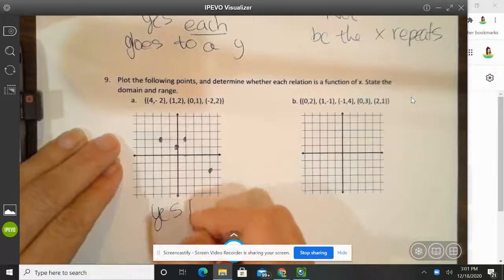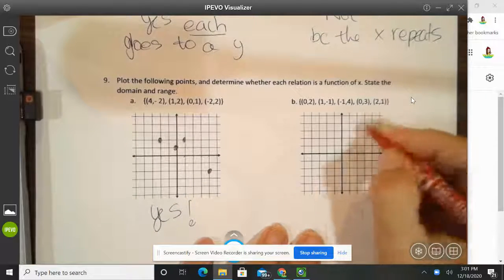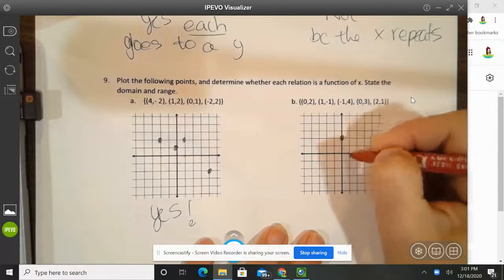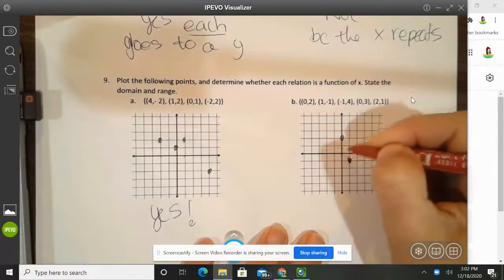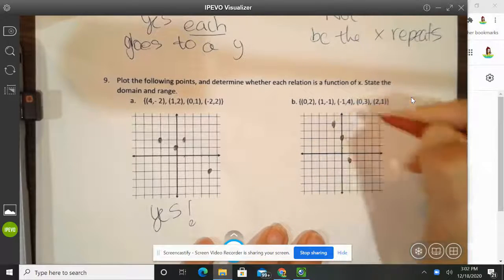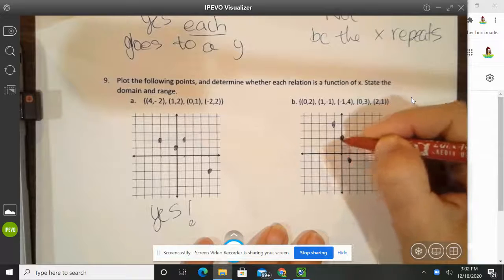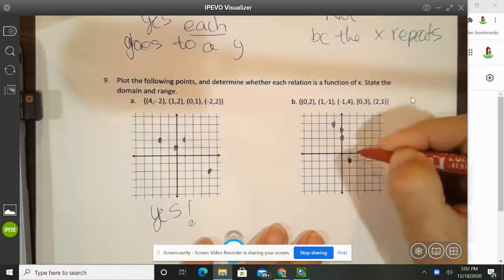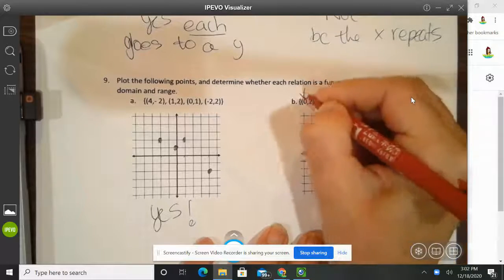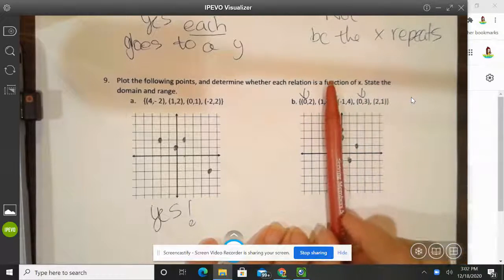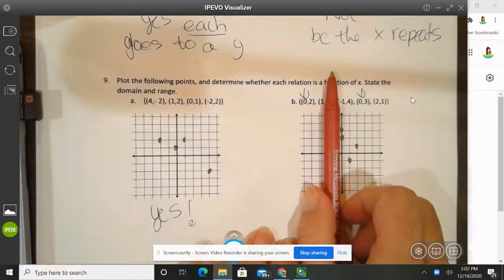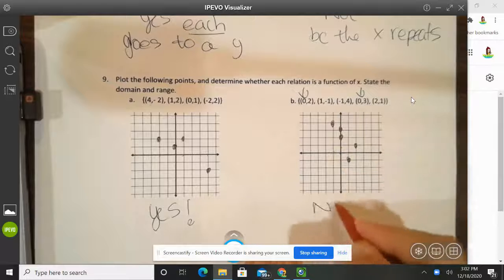So yes. Now, what about this one? So 0 and then 2 up, 1, 2, 1 and negative 1, negative 1 and 4, 1, 2, 3, 4, 0, 3, 1, 2, 3, and 2 and 1. Now, in this case, notice that in this point and in this point, you have the same x right here. So 2 points are in the same x. They are sharing that same x. So this is not a function.